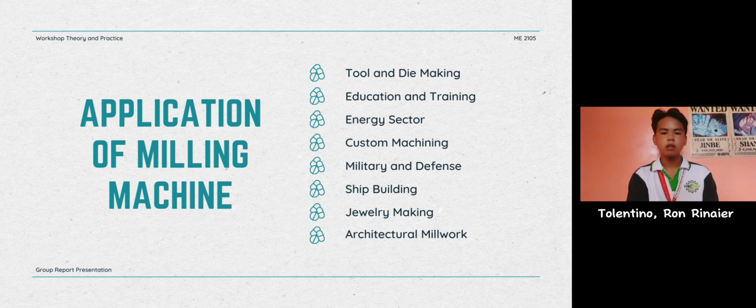In the electronics industry, milling machines create circuit boards, control panels, and custom enclosures for electronic devices. In the education and training sector, milling machines are used to teach machining skills and CNC programming. In the energy sector, milling machines are used to machine components like wind turbine parts and oil drilling.